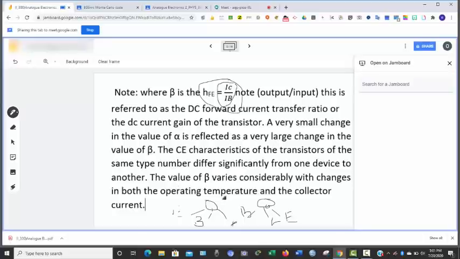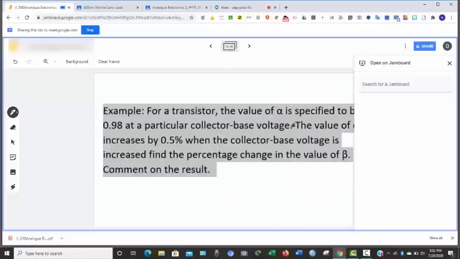The value of beta varies considerably. The value of alpha is specified to be 0.98. Some of these things they will give you the data sheet. So when you are holding all those components that we use for our practical or for the experiment, they have a data sheet. When you are holding them, they have values that have been assigned, which will determine whatever you want to use them for. So the value of alpha is specified to be 0.98.